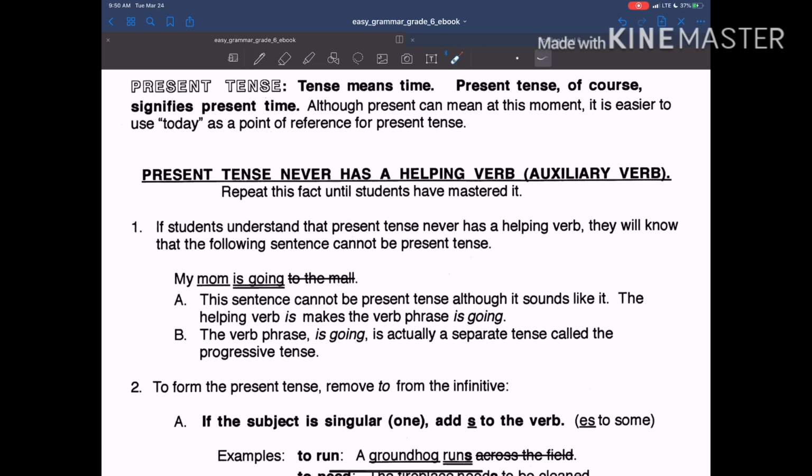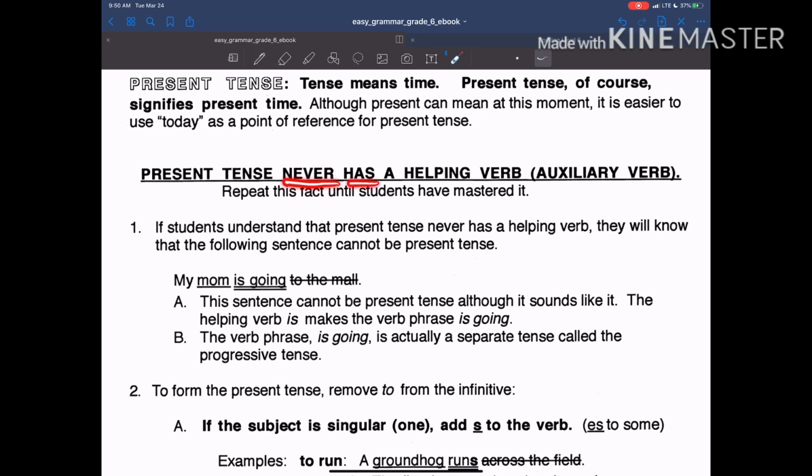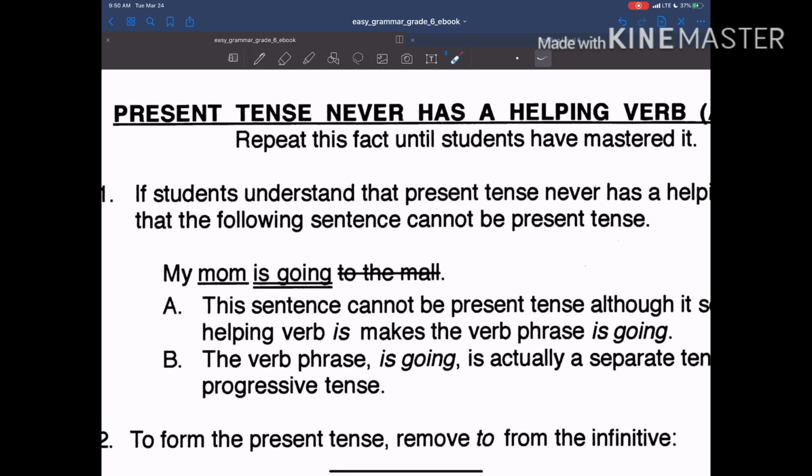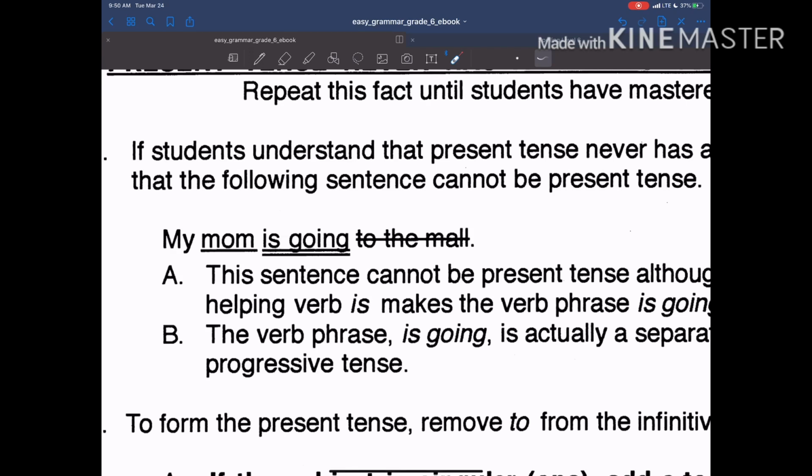So present tense never has a helping verb or an auxiliary verb. This is what you need to remember. It never has a helping verb, okay? If you can remember that, that's going to help you in our lesson for today.